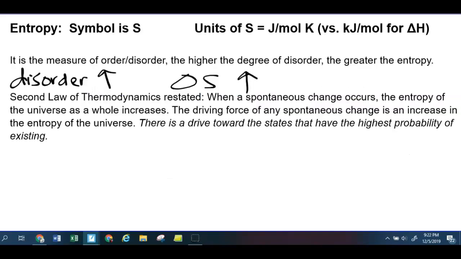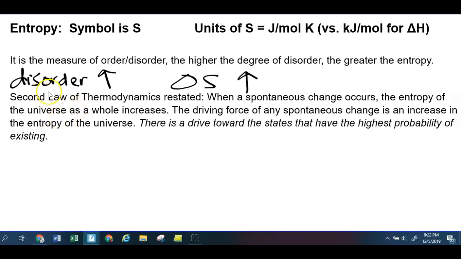So we're going to look at entropy now. Entropy, notice that is different than enthalpy. S is entropy. H is enthalpy. Units of entropy are joules per mole Kelvin, versus enthalpy, delta H, which was kilojoules per mole. Entropy is the measure of disorder. The higher the degree of disorder, the greater the entropy.